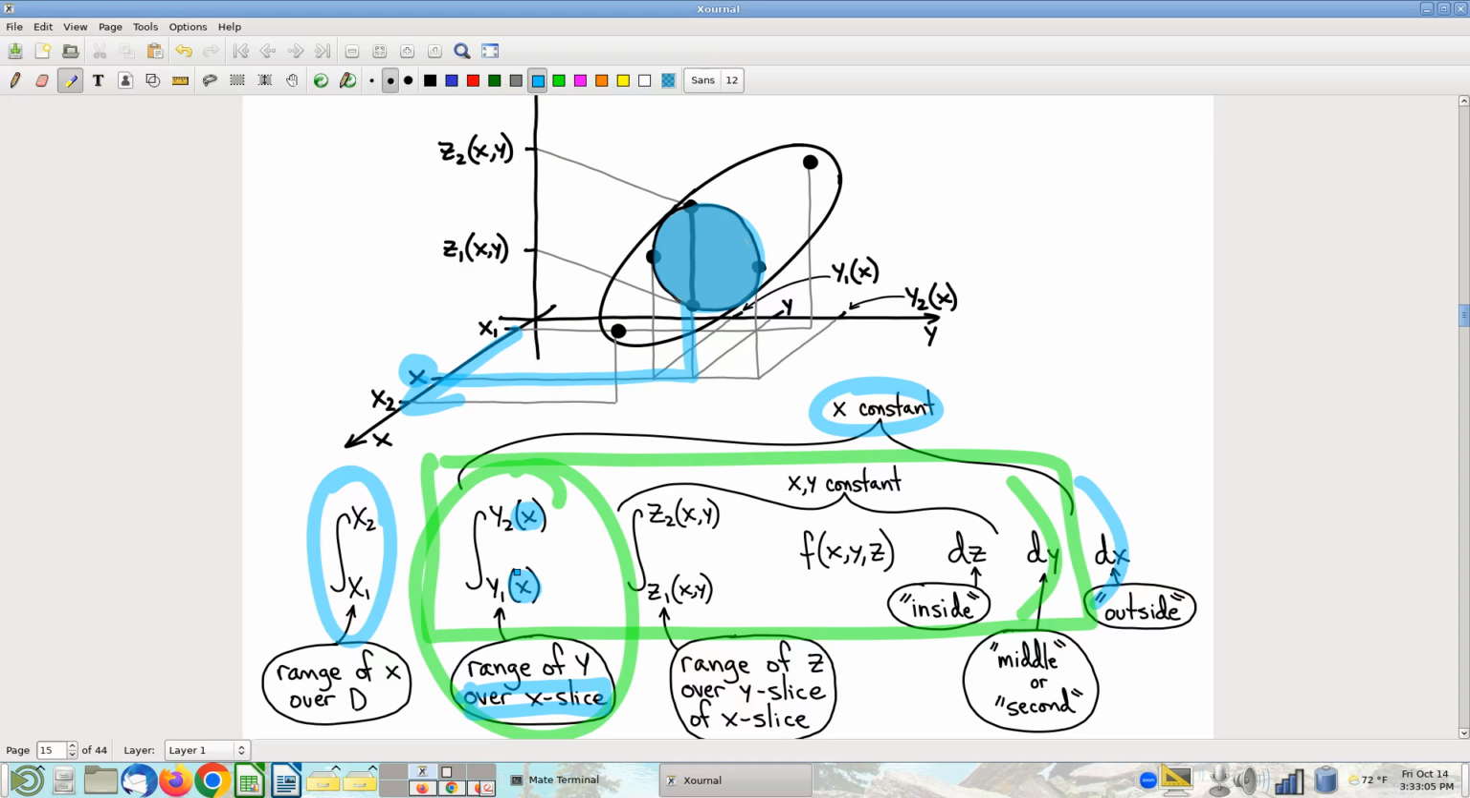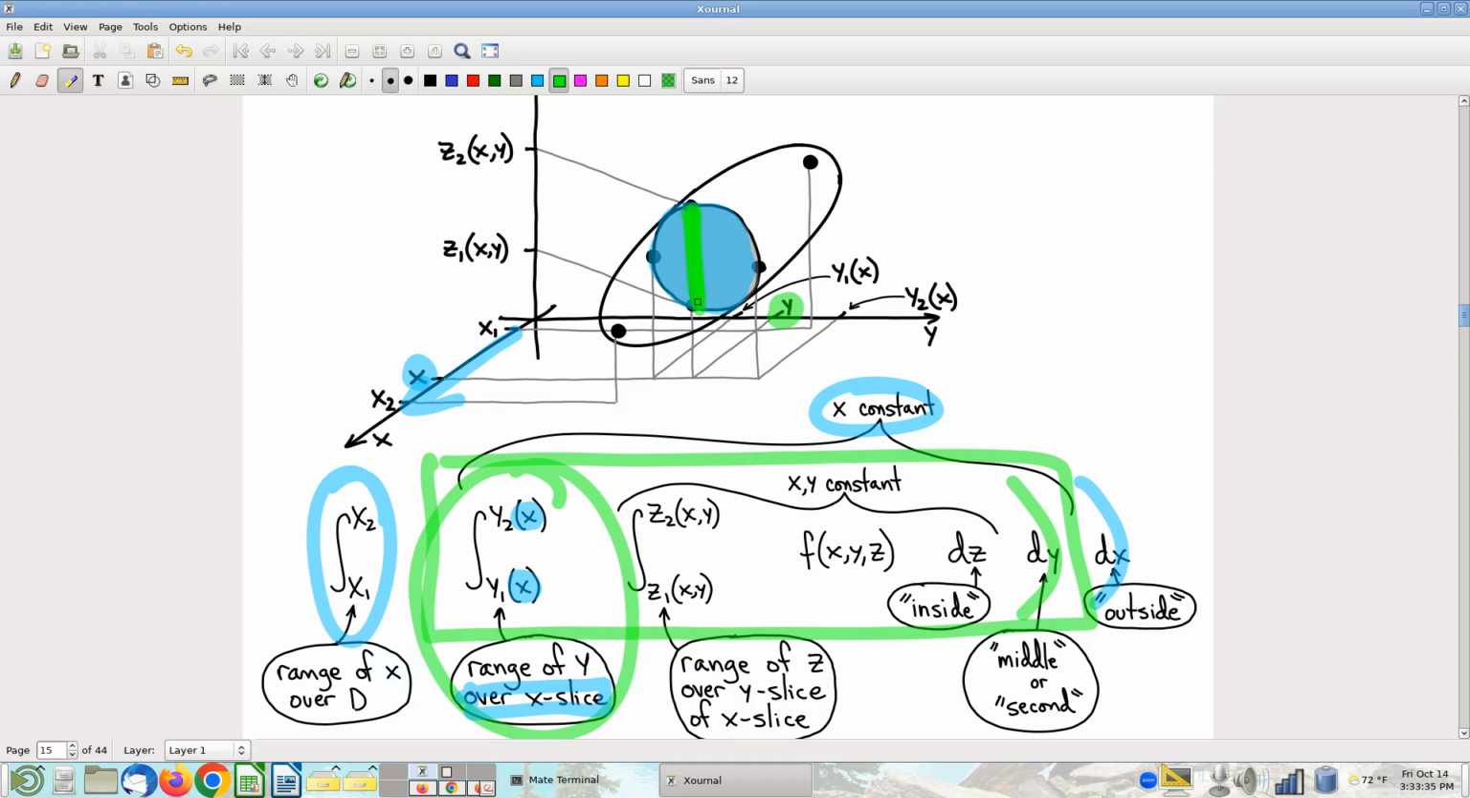We're going to fix a value of y. So we're fixing a value of y now. In addition, here's my y slice of my x slice. I'll tell you what, just to simplify the picture, let me do that. Here's our x slice. Here's our y slice of our x slice.